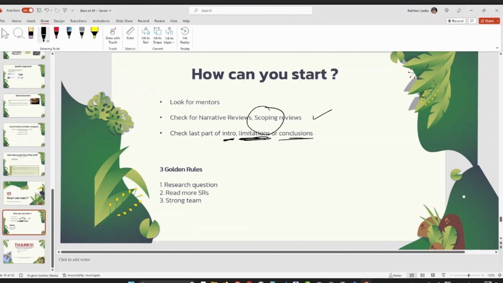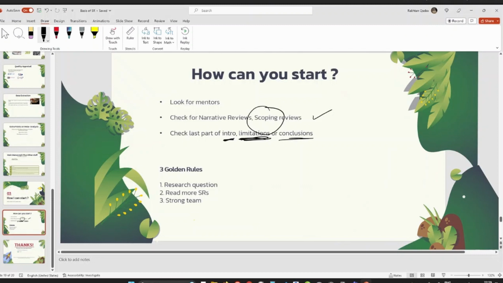And there are three golden rules from my side for any kind of systematic review. Your research question has to be strong. You need to know what you're talking about. You can't just pull out research questions on anything. You need to have expertise, at least in a particular subject for which you're going to do a systematic review or any kind of review.